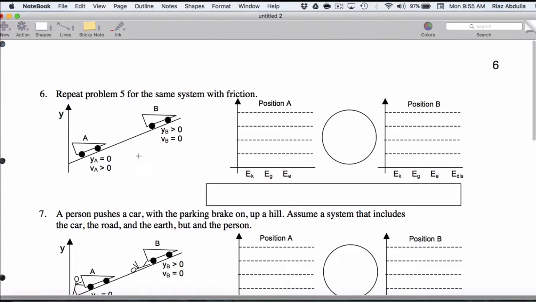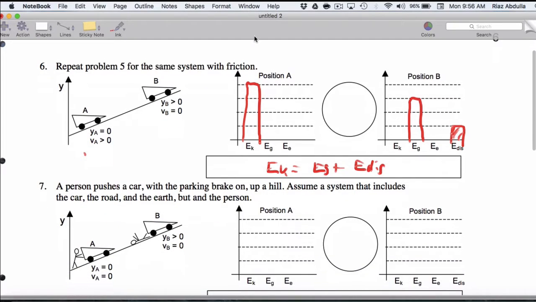For number 6, we're going to repeat the same problem with friction. And that's going to alter things slightly. So we have all kinetic to start with, and we lose a little bit of energy too, so we're only going to have some gravity, and the rest gets dissipated here. So when we set up our equation, we'll have E kinetic equals E gravity plus E dissipated.